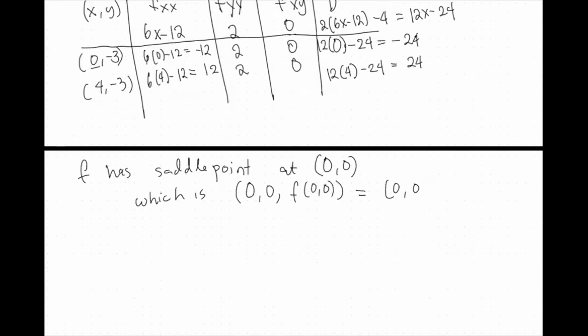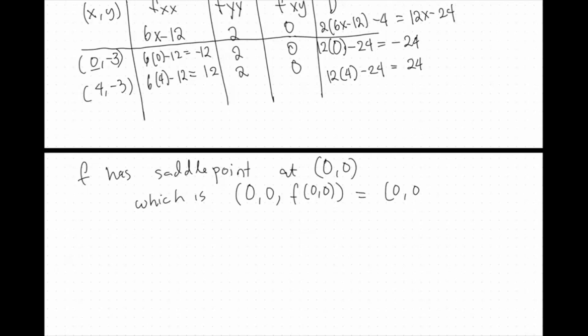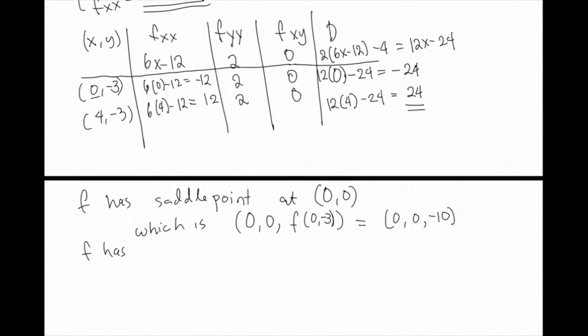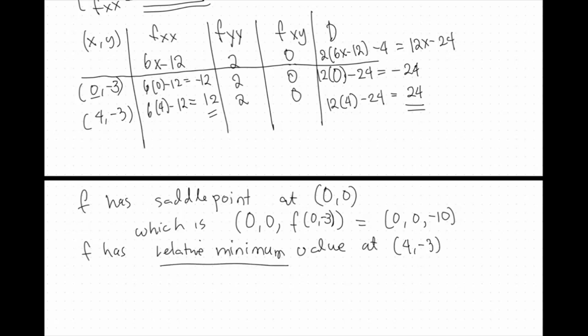And everything is okay. So here is (4, -3). If you plug in -3, you get 0 and then -10. And then f_xx is positive, so here we have a relative minimum value at the point (4, -3). So I will be checking this part here, saddle point and relative minimum.